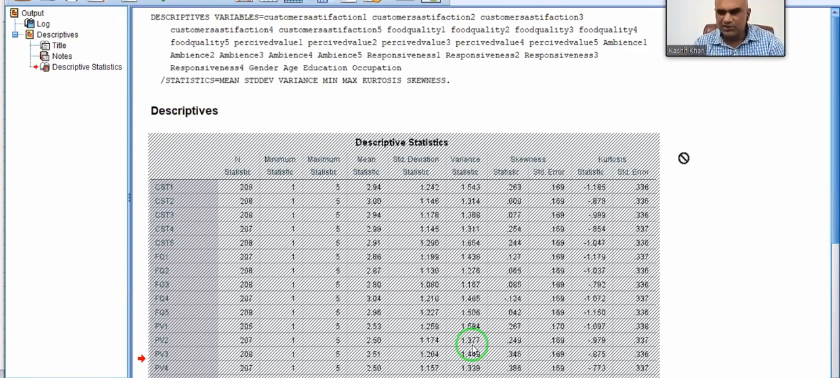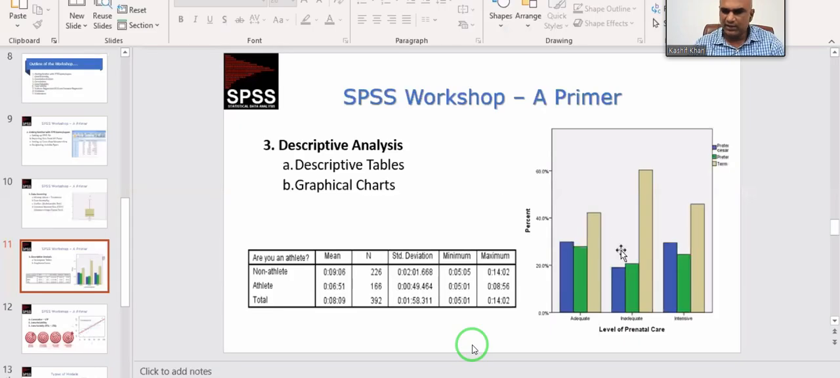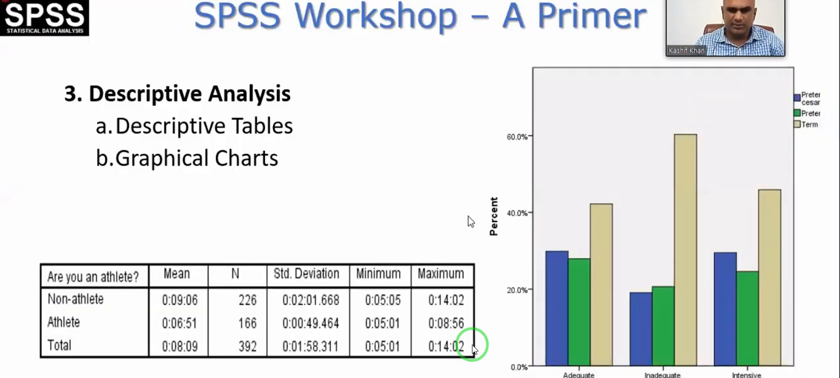So we are done with descriptive. Let's go back and take a look. I want to do these graphical charts. I'm not sure why it's not showing right now. So what is the next part? We're done with descriptive. We know how to make a descriptive table.